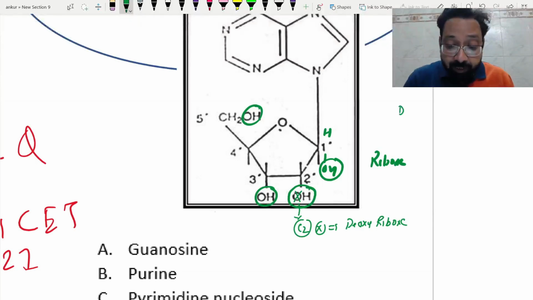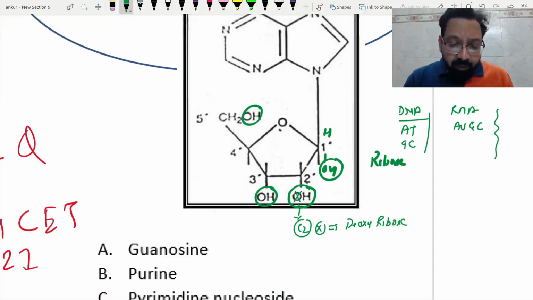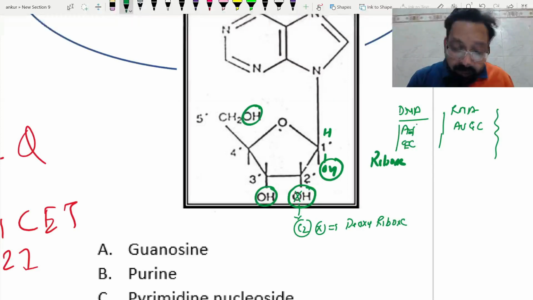The question is asked about DNA and RNA. Yes, ATGC and AUGC. RNA is usually single stranded, DNA is double stranded, and A binds with T with 2 hydrogen bonds, G binds with C with 3 hydrogen bonds. So one very important difference between DNA and RNA is that DNA is usually double stranded, RNA is usually single stranded. In DNA there is T and in RNA there is U.